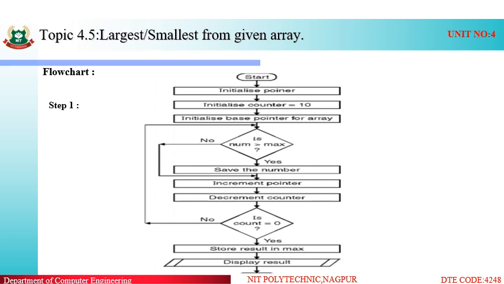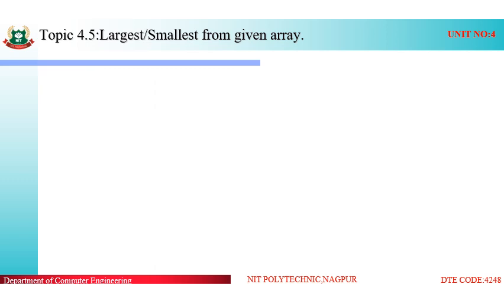Inside the first decision statement, we have to check whether the number is less than minimum. All the remaining logic will be same. So first we will see the assembly language program for largest number. So in the next step, we have to write our assembly language program. So in the assembly language program, we have two segments.